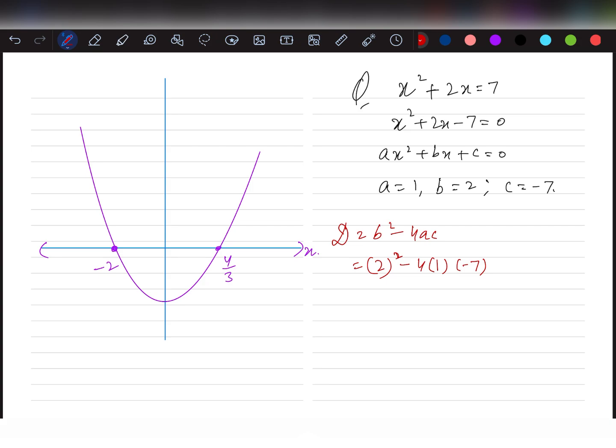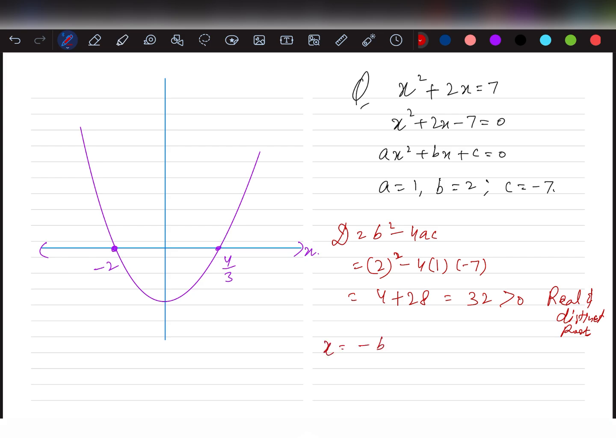When you solve it, you will get 4. This negative and negative will again turn positive, 28, and 28 plus 4 is 32. Let's put this into the formula. Of course this is 32. It is greater than 0, so that means again we will have real and distinct roots.